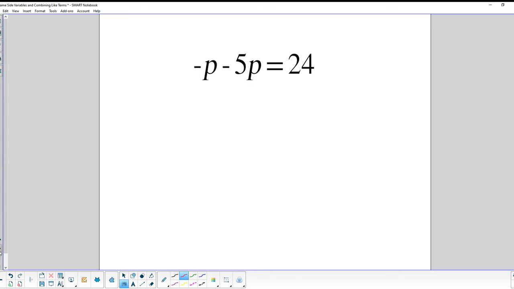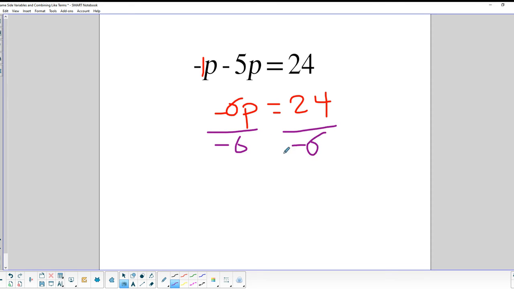What about this one? This one's a little stranger looking, but remember we mentioned a couple of times already that if you have a letter by itself, even with a minus sign in front, we know that there is a 1 right there. If there's nothing there, you assume there's a 1. All right, so now let's collect our like terms. Negative 1p minus 5 more p's would give you negative 6p, right? And all of that still equals 24. So then all we got to do is divide both sides by negative 6 to get our solution here. And we would end up with p equals negative 4.